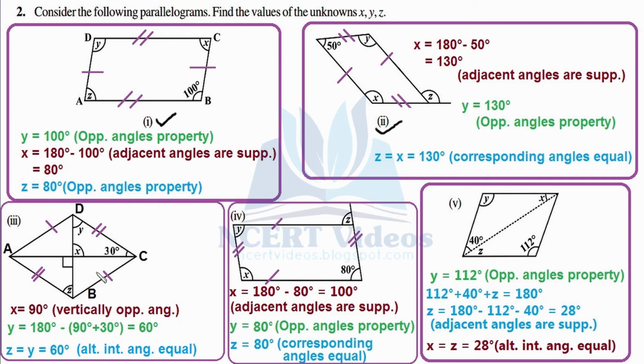subtraction of 30 and 90 from 180 degrees. Therefore, it gives you 60 degrees. So we have successfully found measure of angle x and angle y. Now, let's focus on finding angle z.